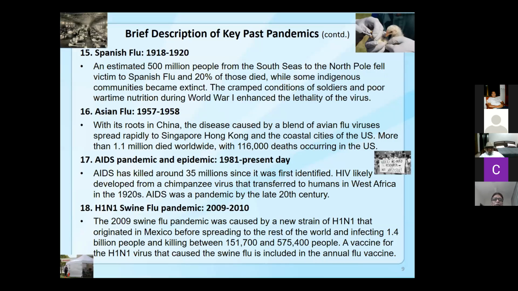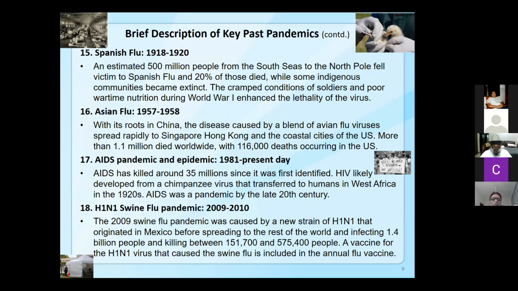The Spanish flu in 1918-1920. An estimated 500 million people from the South Seas to the North Pole fell victim to the Spanish flu, and 20% of those died, while some indigenous communities became extinct. The cramped conditions of soldiers and poor wartime nutrition during World War I enhanced the lethality of the virus.